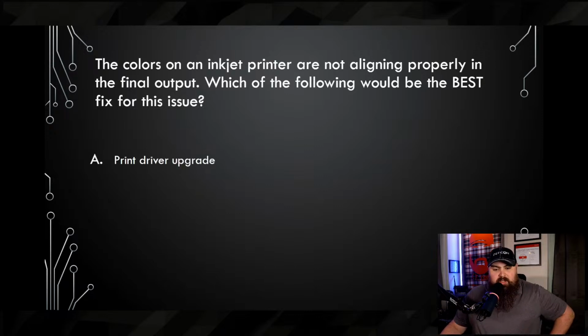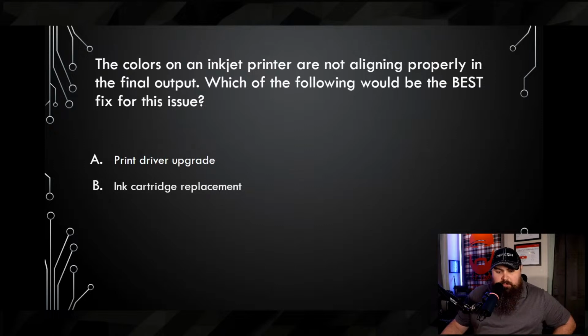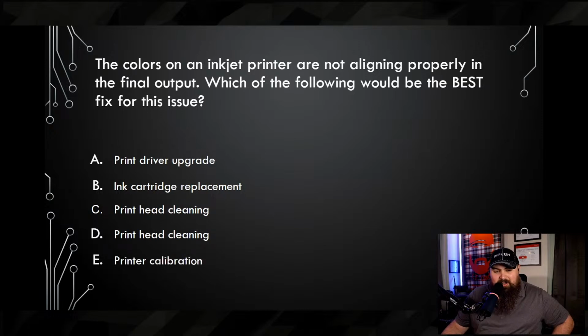A, print driver upgrade. B, ink cartridge replacement. C, a print head cleaning. D, a print head cleaning. Or E, printer calibration. I don't know what happened. I don't know why C and D are both the same, but which one of the following would best resolve this issue? The colors on an inkjet printer are not aligning properly in the final output. Which one of the following would you guys recommend?